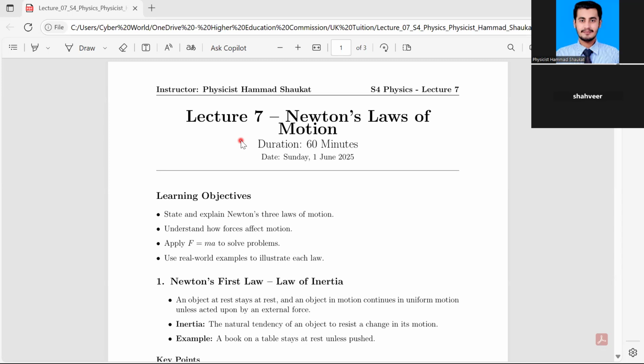So before that, can you tell me how many laws of Newton are there in total? Three. Yes, three laws of motion. So our today's objective is this. We will discuss briefly all three laws of Newton's. Our learning objectives, we will state and explain what are those three laws of motion, and then we will understand how forces affect that type of motions. And then we will discuss an important formula which is used in second law of Newton, which is F equals to ma, and we will solve some real world example problems related to this.